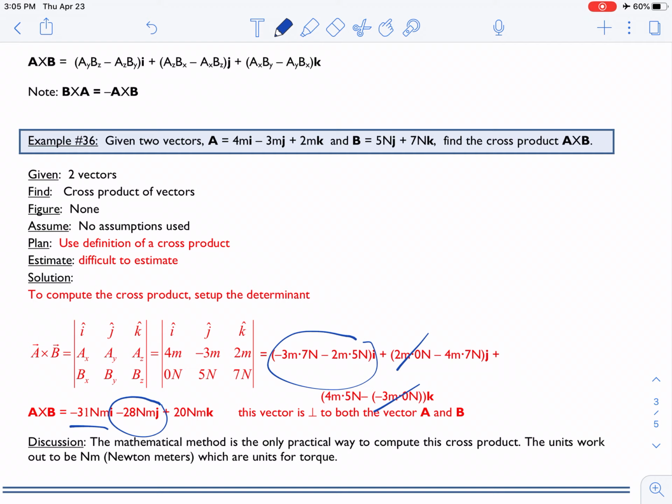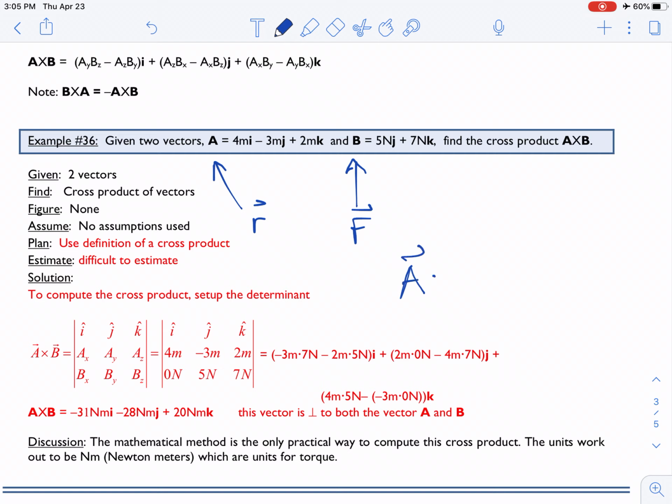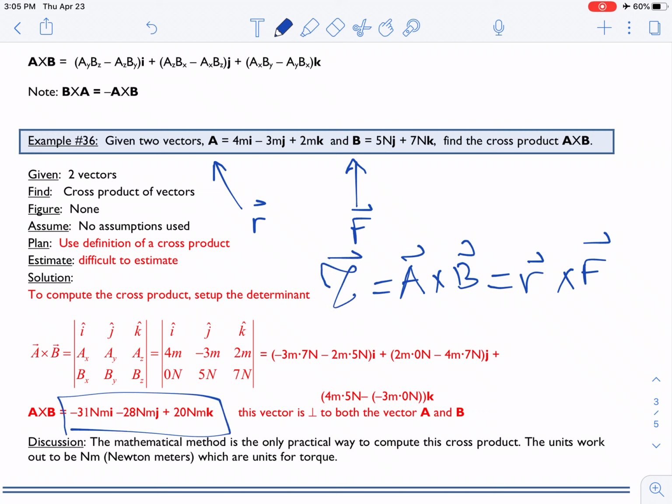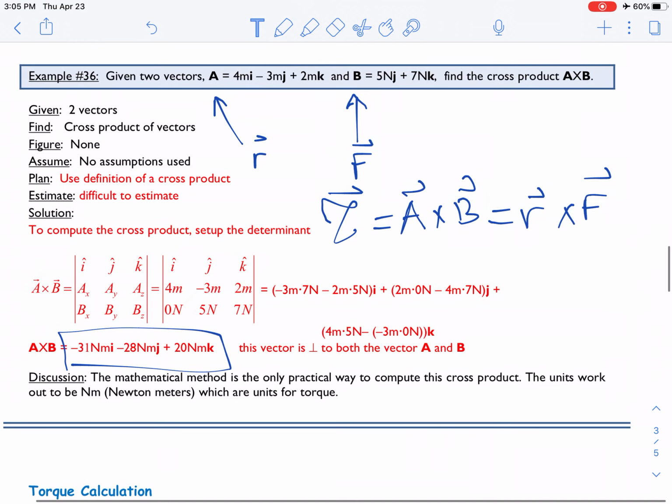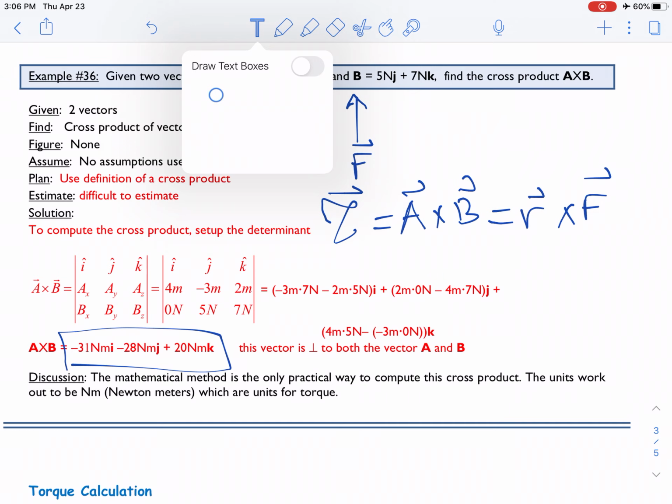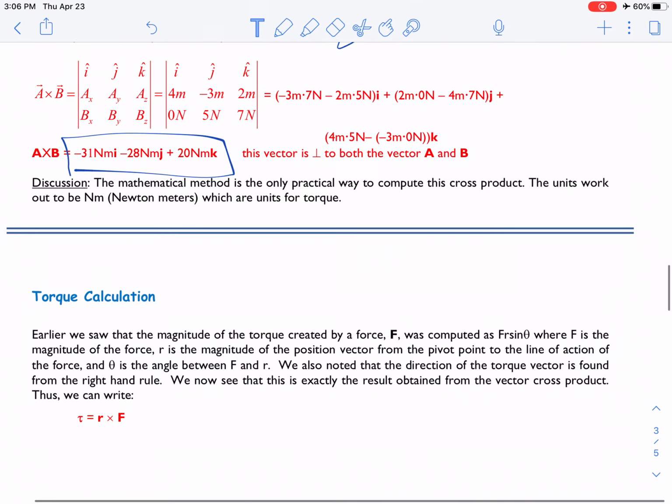Okay, and this could have been really like a torque problem, because you could just say this is in meters, so this is your R vector, and this would be the force. And you're really doing A cross B, in this case R cross F. And what is R cross F? It is torque. Okay, so you find out what torque is in each direction. So it's three-dimensional. So it's a mathematical method, the only practical way to compute this cross product, and the units work out to be newton meters. And again, they could have said this is a torque calculation, for example.